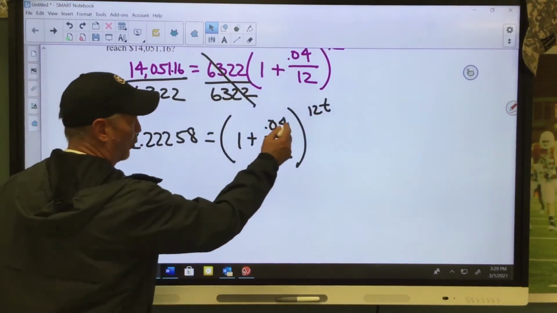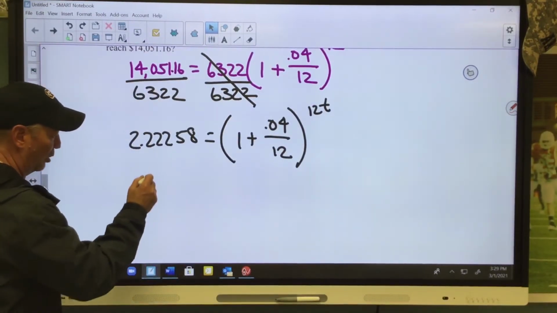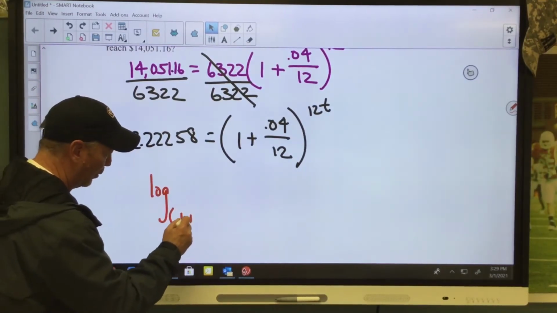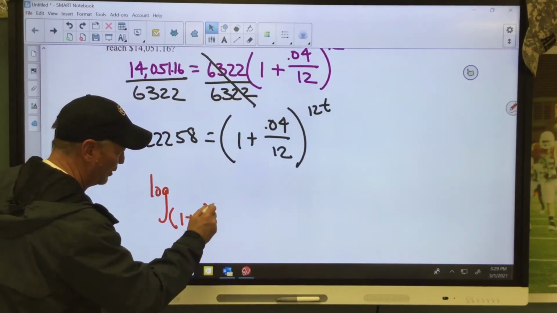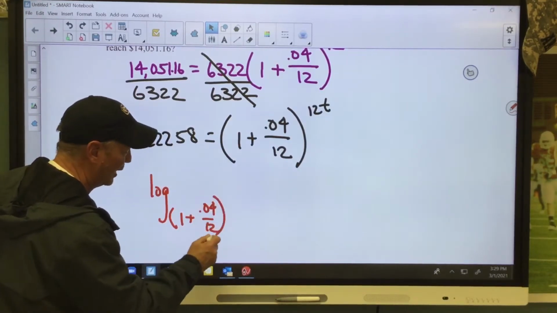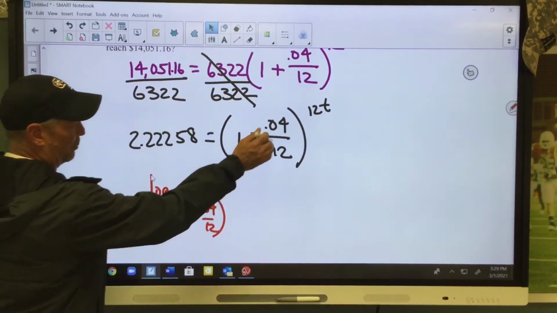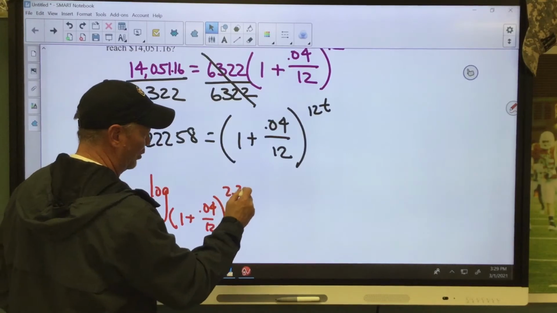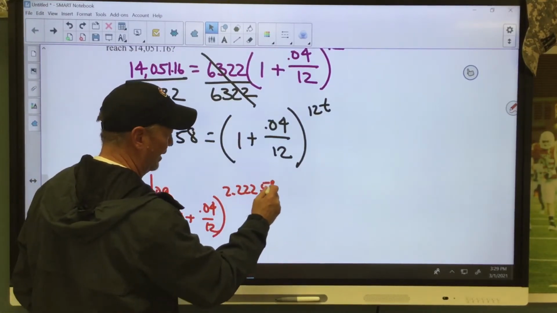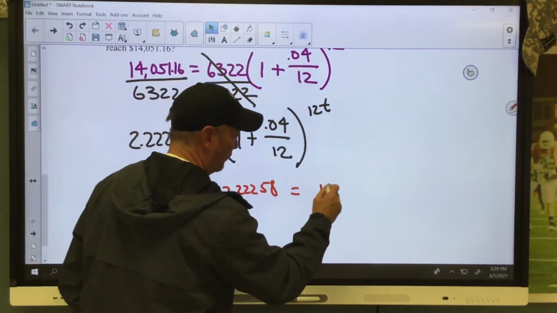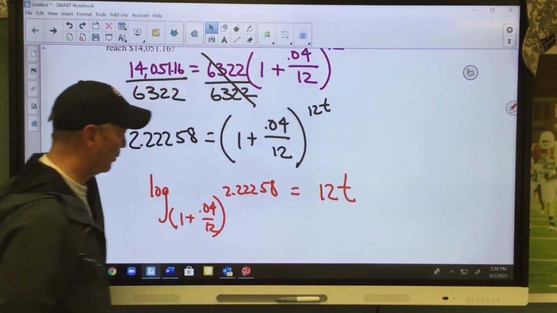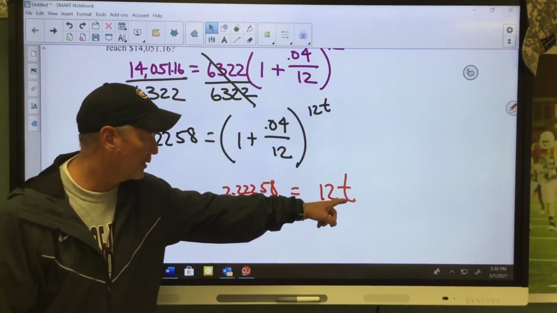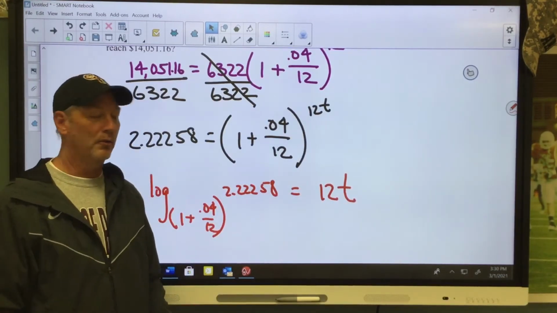So, we're going to use this as my base, and we're going to say log base 1 plus 0.04 divided by 12 raised, there's your base. Your base will stay your base, and now you're going to be paired with 2.22258, and that will equal 12t. Now, when we put this into the calculator and get a numeric value, all we're going to do next is divide by 12, and that'll tell you the number of years.